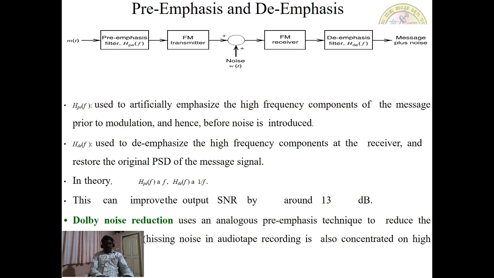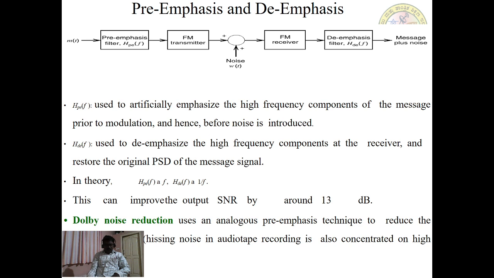So, a more satisfactory approach to the efficient utilization of the allowed frequency band is based upon the use of pre-emphasis in the transmitter and de-emphasis in the receiver. This is what we are going to discuss. In this method, we artificially emphasize the high frequency components of the message signal prior to the modulation at the transmitter end, and therefore before the noise is introduced in the receiver.